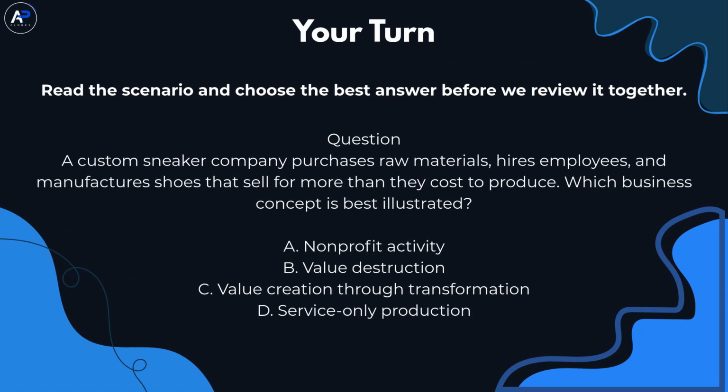Let's test your understanding. A company purchases leather, hires workers, and manufactures custom sneakers. It then sells each pair for more than it costs to produce them. Which statement best describes what's happening? A. Nonprofit activity. B. Value destruction. C. Value creation through transformation. Or D. Service-only business. Pause the video if you want a moment to think before we go over the answer.